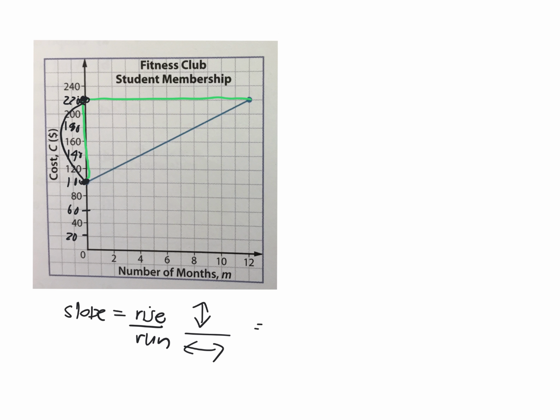Let's do it this way first. We could actually just count by 20s, 20, 40, 60, 80, 100, 120. The rise is 120, correct? Now the run, we start at 0, right? And it goes all the way over to what?